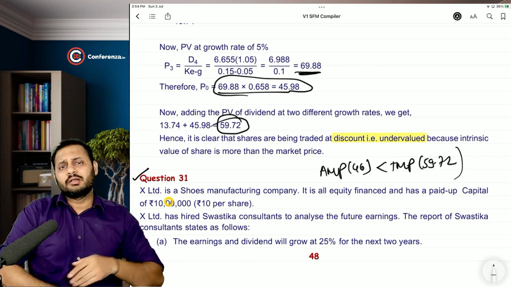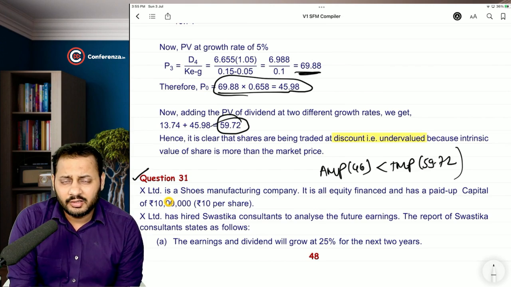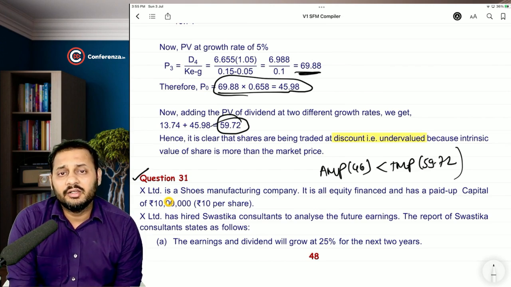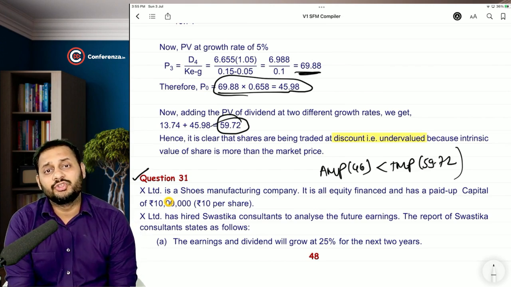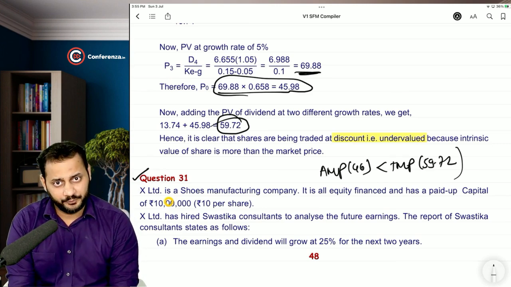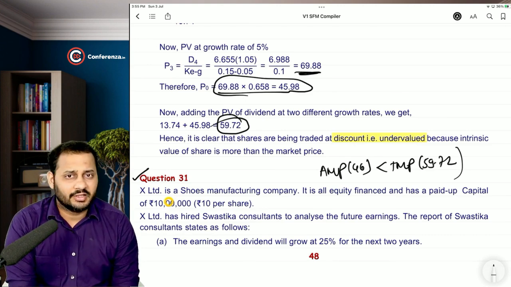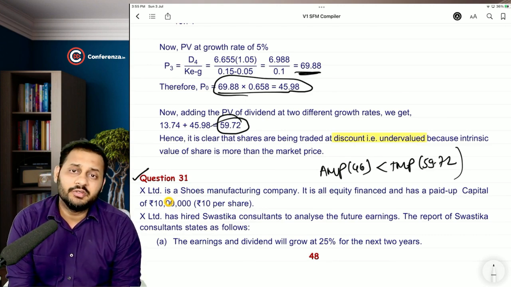And they hired a company called Swastika Consultant. Why did they hire the consultant? They wanted to know their future earnings. So they wanted Swastika to submit a report on what our future earnings will be. Swastika did all the analysis and came up with the report.